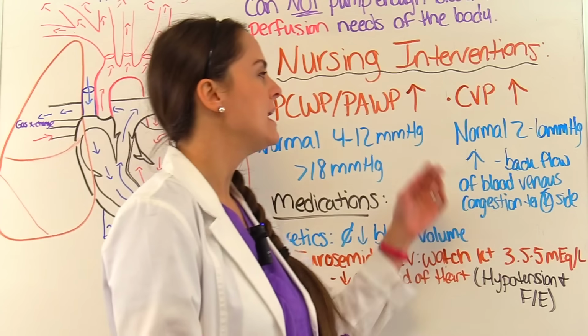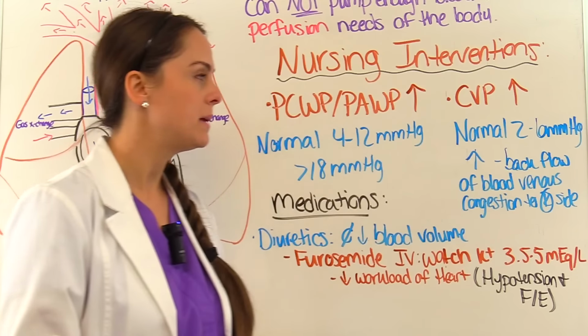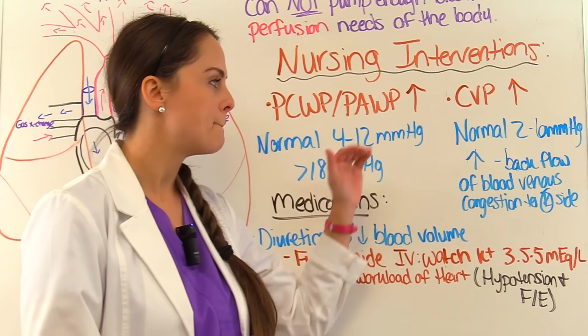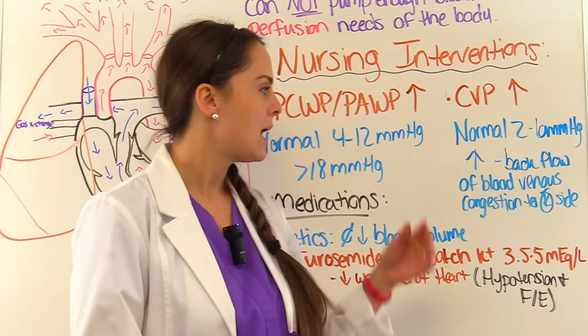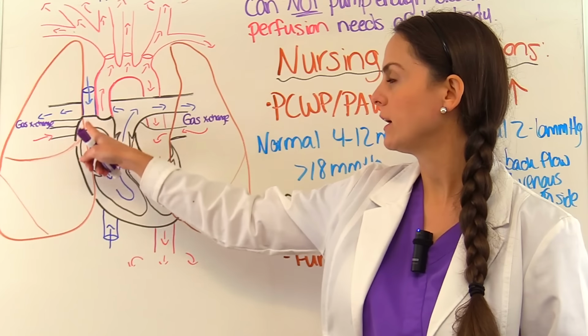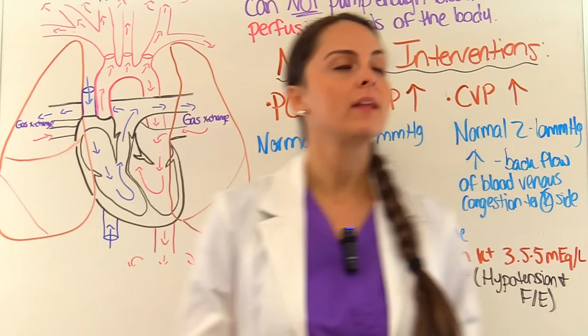Another thing we can look at is the central venous pressure, the CVP. It will be elevated as well. And this is because we have backflow of blood causing venous congestion in this right side. And it's measured over here in this area.